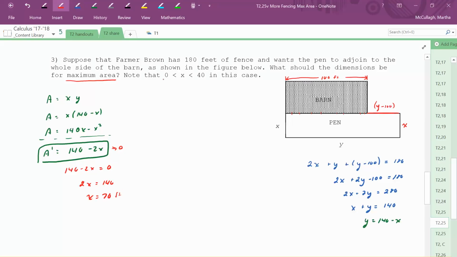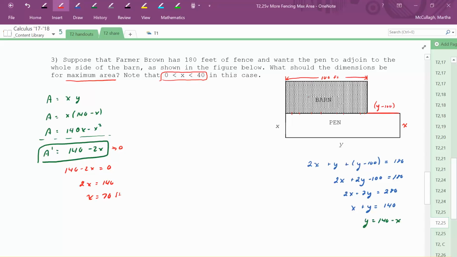Well, now let's come back up to this. It said x needs to be between 0 and 40. Well, why is that? It needs to be greater than 0 because if x isn't a positive number, if it isn't something greater than 0, we don't have any pen. It's got to have some kind of a width. But x being less than 40, we need to come at it from a little bit different angle.